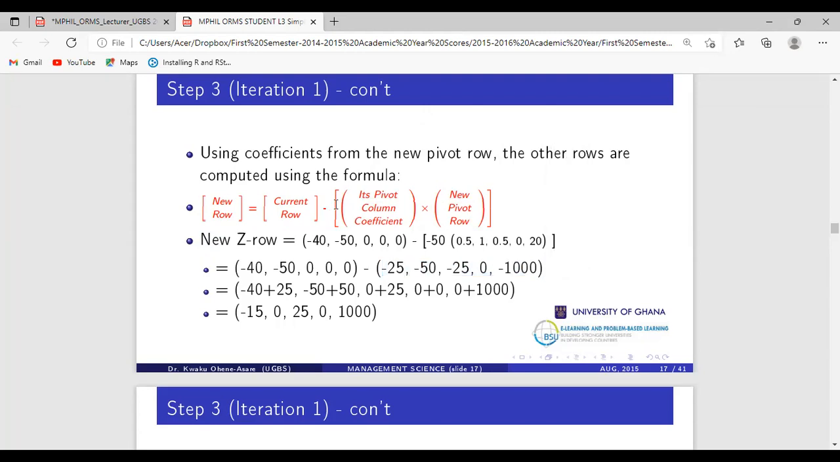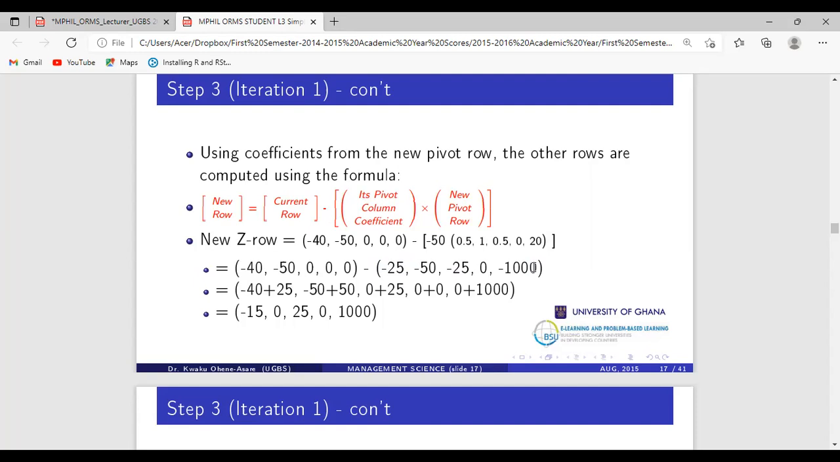Now, once we have opened this bracket, all you do is the current value minus its corresponding value in this bracket. And so you're going to have -40 minus -25, -50 minus -50, 0 minus -25, 0 minus 0, and then 0 minus -1000. Please, are we following?